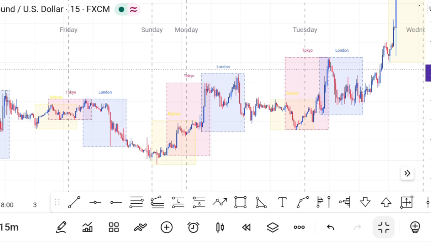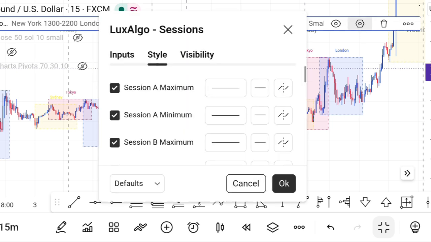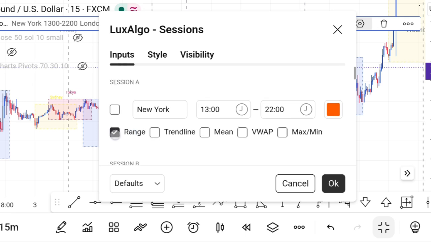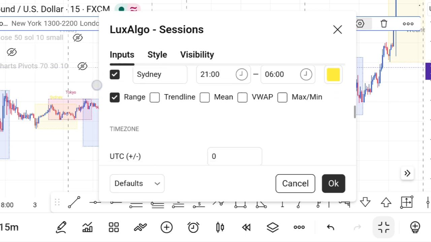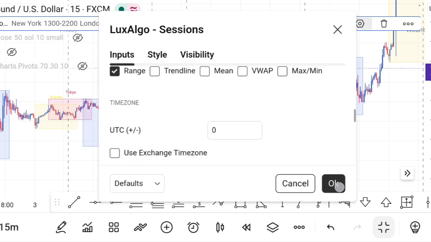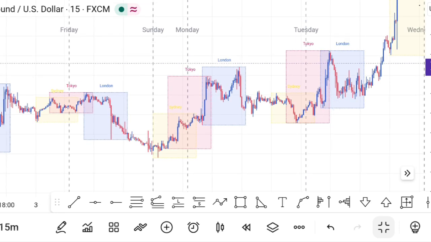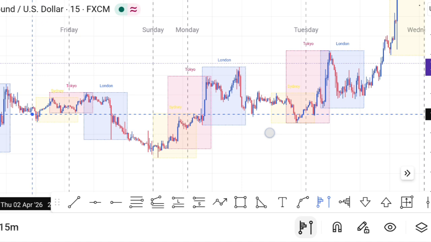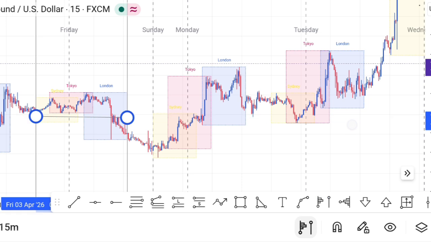As we start, the first thing I want you to make sure is that you have the session indicator by Lux Algo. That's the first and most important thing. As to its settings, you're supposed to remove the New York session and mark all the sessions, the Tokyo and the Sydney. Okay, after you are done with that, then you come to our strategy. Here we are going to start with last Friday so that we don't get lost on where the strategy is taking us.